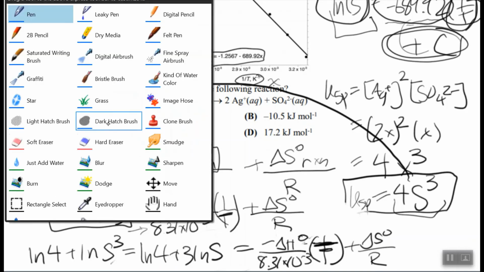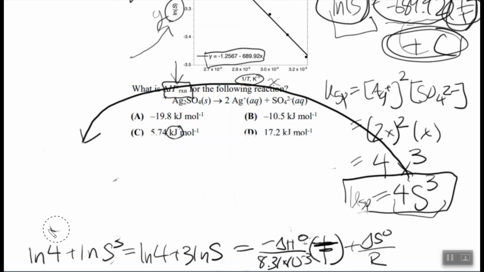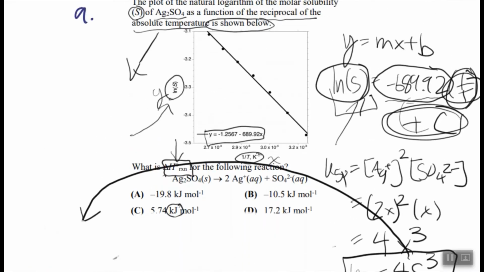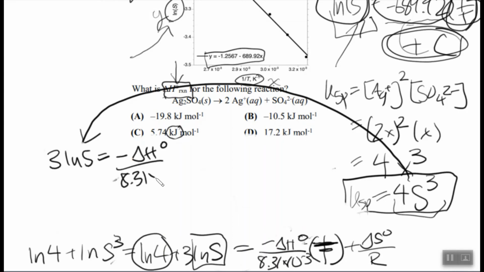So let me do some erasing because I ran out of space. And let me start at the top. So the next step we do is we want to be able to make it so that the ln of s is on one side, just like that, so we can make the equation y equals mx plus b. So how do we do that? Well, we can move things around, of course. So what we could do is we could subtract ln of 4 from both sides. So 3 ln of s is equal to negative delta H naught over 8.31 times 10 to the negative 3 times 1 over t plus delta S naught over R minus the natural log of 4. Now, how do we get rid of that 3?